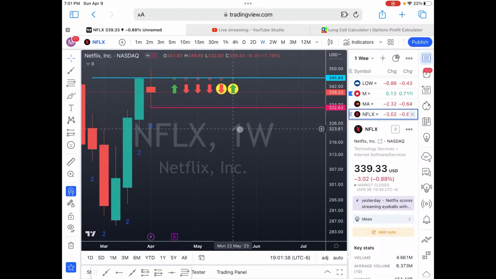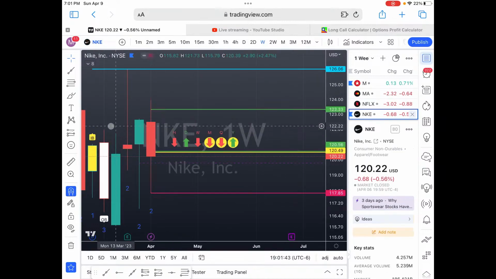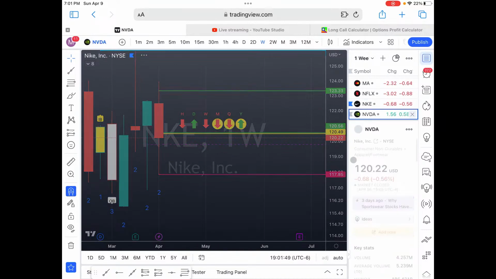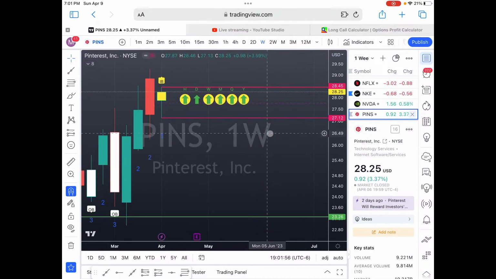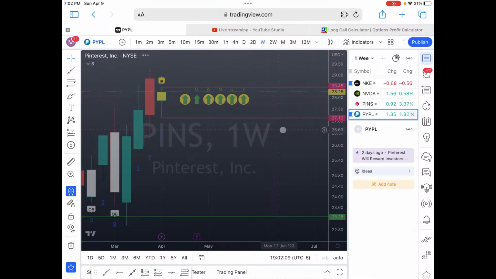Netflix 2 up red. We'll look for those puts there at 332.63. Nike 2 up red. We'll look for the puts there at 117.85 on the weekly. Nvidia 2 up red, so we look for puts here as well at 263.95. Pinterest with the inside bar, full time frame continuity. We'll see how this one winds up playing out, but we can look for calls at 28.45, puts at 27.12, targets to the upside, targets to the downside.